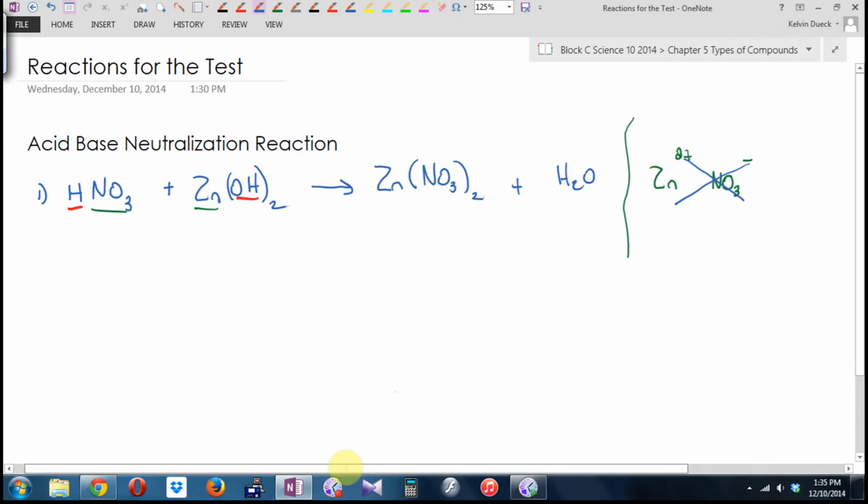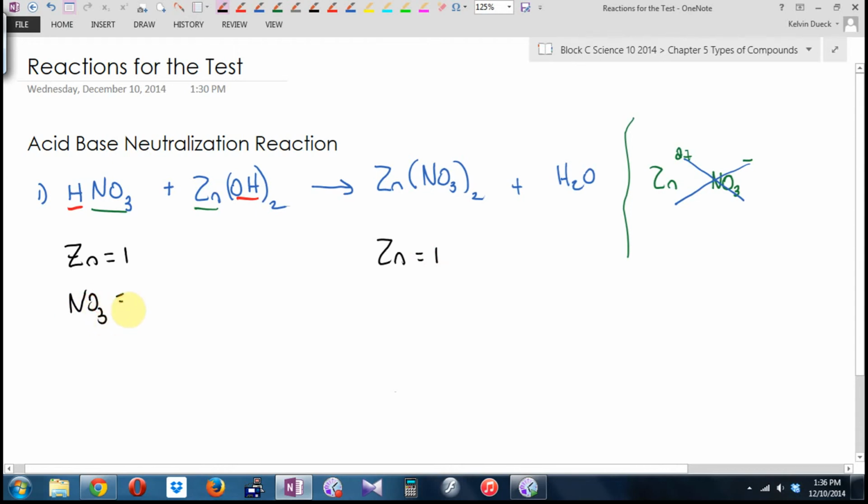Now we need to balance. What do we save for last when we're balancing? Hydrogens and, in fact, oxygen. Okay, a little focus. So, Alex, I'll pick on you. How many zincs are there on the left? How many zincs are there on the right? 1. How many NO3s are there on the left?